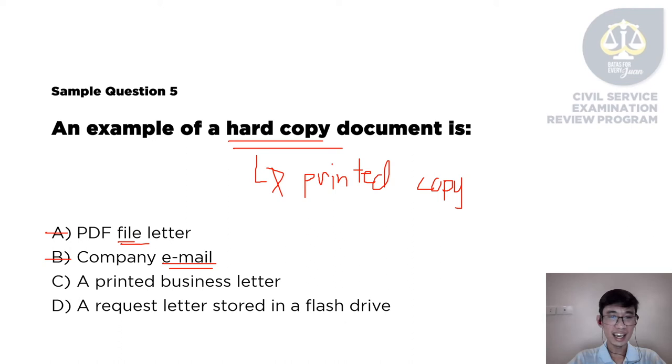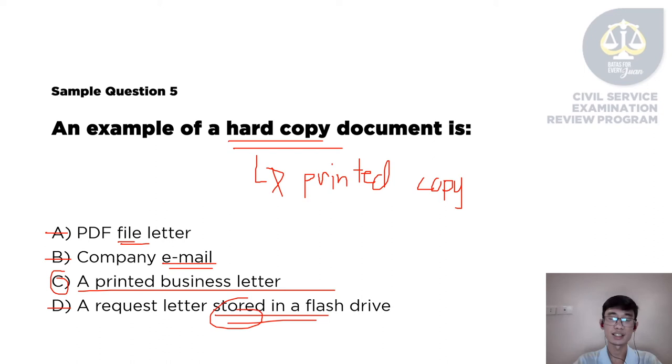And okay, letter C is, well, now we know what the answer is. It's a printed business letter. C. A request letter that is stored in a flash drive? No, it's not. It is not yet a printed copy because it is still stored in the flash drive. Those portable devices where you store files are called flash drives. They are not USBs. Just an FYI, but it's fairly common knowledge.